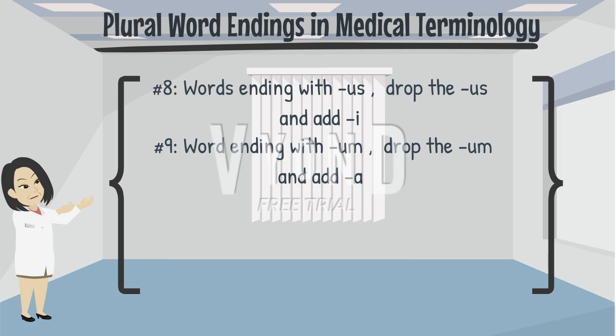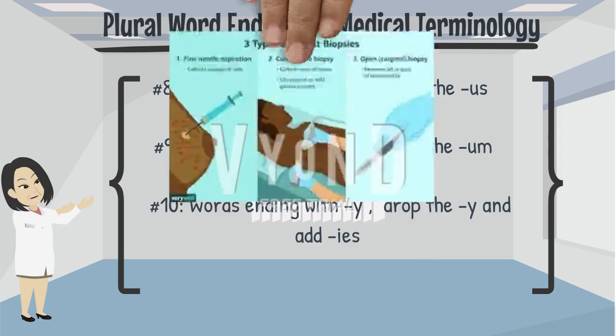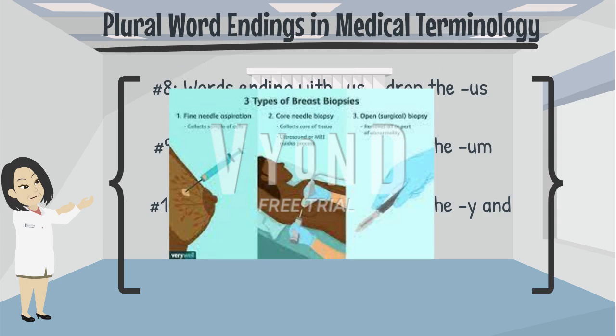Number 10. Words ending with Y. When the singular form of the word ends with Y, drop the Y and add IES. For example, biopsy, biopsies.